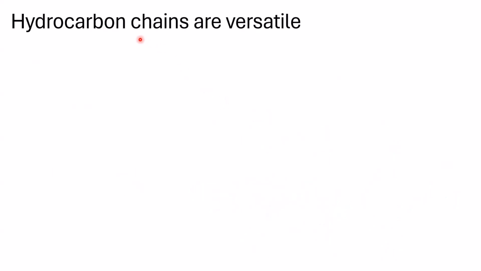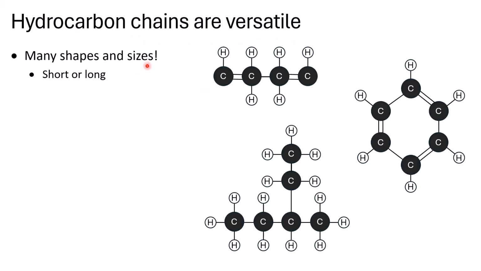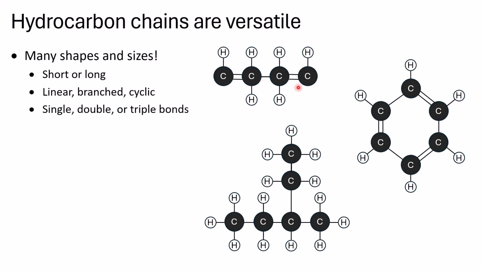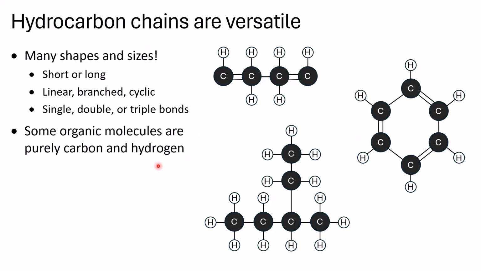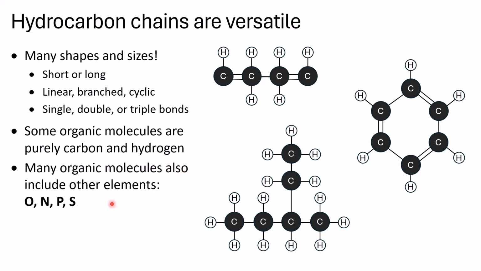A key aspect of hydrocarbon chains is that they are incredibly versatile. They can be short but also incredibly long. They can be linear, branched, or cyclic, as you can see in these examples here, or even different combinations of these shapes. They can also form single or double bonds, or even triple bonds. Some organic molecules are formed purely from carbon and hydrogen, such as these examples here, but many more also include other elements. This includes oxygen and nitrogen, the other 2 abundant elements in the human body, as well as phosphorus and sulfur, which are relatively abundant compared to the other elements, but much less so.